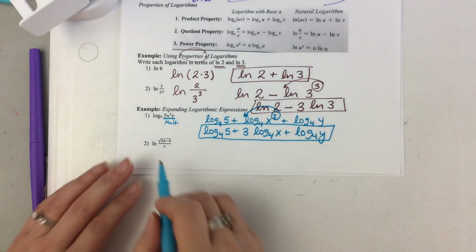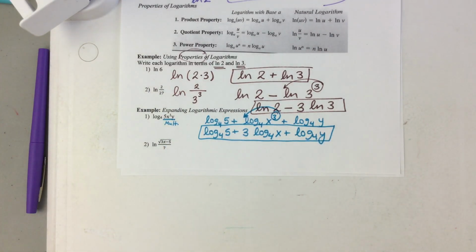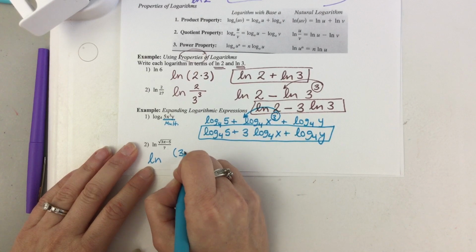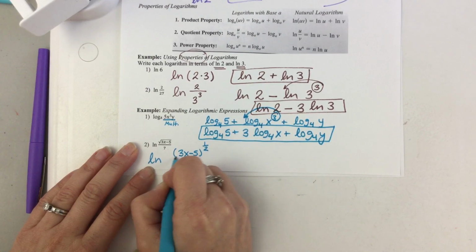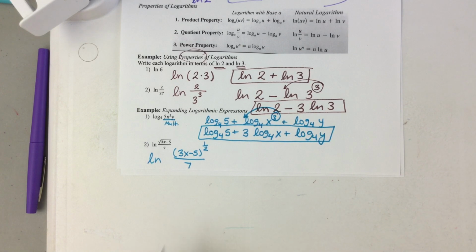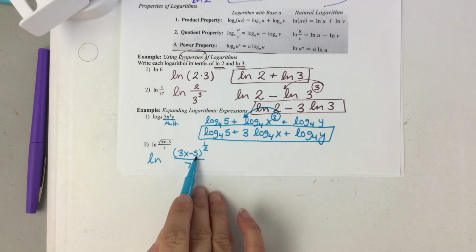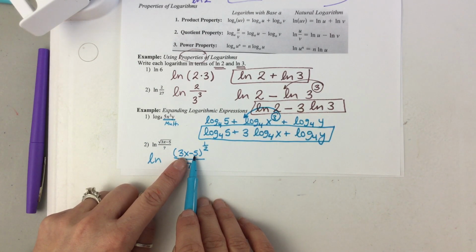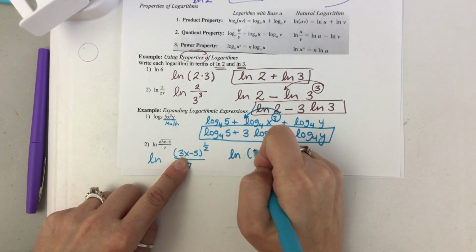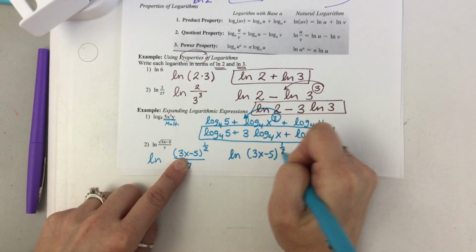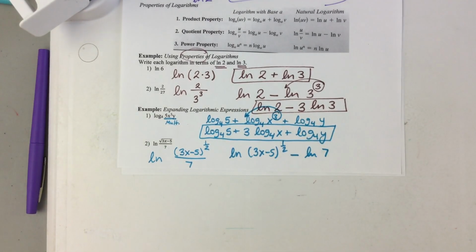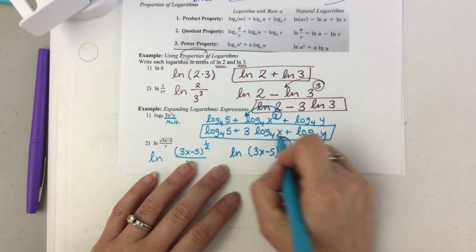Okay, here is another one. Natural log. Remember, a square root is the same as an exponent of 1/2. So this is the same thing as 3x minus 5 to the 1/2 power over 7. Okay, these two things are equivalent. Now when you're doing this, it's a little bit tricky because this 1/2 applies to this whole section. So what happens is I have the natural log of 3x minus 5 to the 1/2 minus, because it's division, the natural log of 7. Last step, if you have an exponent, bring it out front.